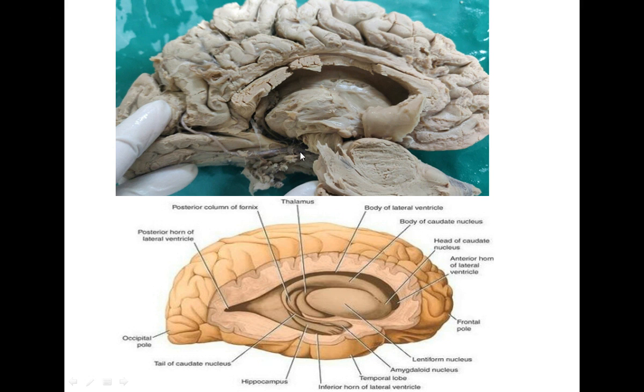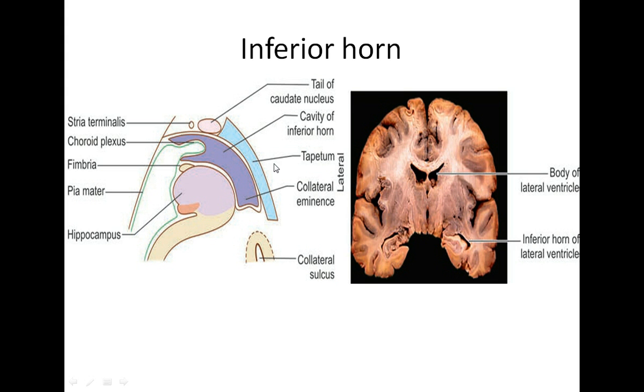Here you can see the roof of the inferior horn. It is continuous with the floor of the central part. Now in the cross section, the inferior horn is seen to be a narrow cavity. This is the cross section of the inferior horn. You can see it is a narrow cavity.